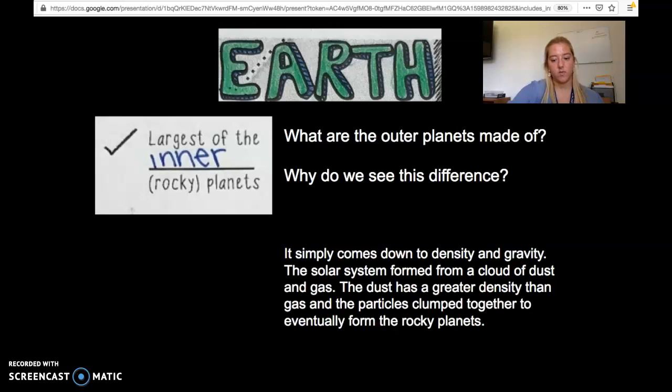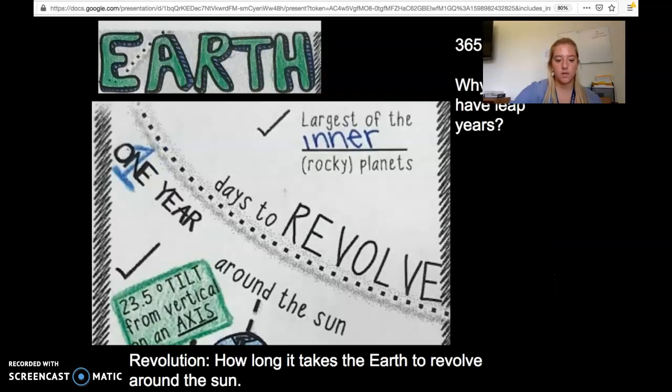The solar system formed from a cloud of dust and gases. The dust had a greater density than the gas, and the particles clumped together to eventually form the rocky planets. Earth takes 1 year to revolve. A revolution is how long it takes the Earth to go around the sun.